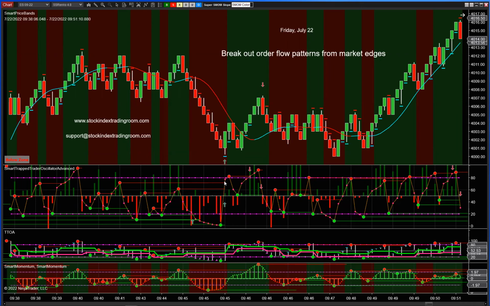Trap Trader Oscillator is breaking through that. You'd never see this on your chart, ever, ever in 100 years. You would never see this pattern on your chart. And yet Trap Trader Oscillator is showing us, okay, from an order flow standpoint, we're breaking out from an undervalued, oversold area. Well, that's a pretty good place to get started in the market, in my opinion.